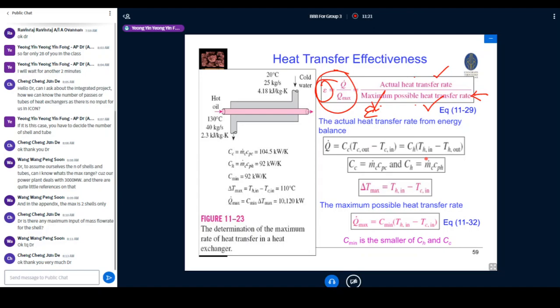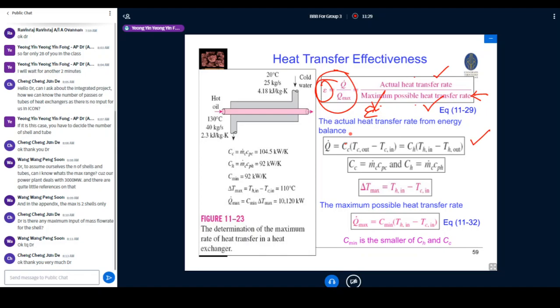And the actual heat transfer rate from energy balance is not new to you all. It is C_C, which is m_C C_pC, the capacity rate, times T_C,out minus T_C,in, because the outlet temperature of the cold stream is always higher than the inlet, since the cold stream is being heated up at the end. It also equals the heat transfer rate for the hot stream, C_H, capital letter C, H, which is m_H C_pH. Okay, I think there is a mistake over here. This one is m_H.